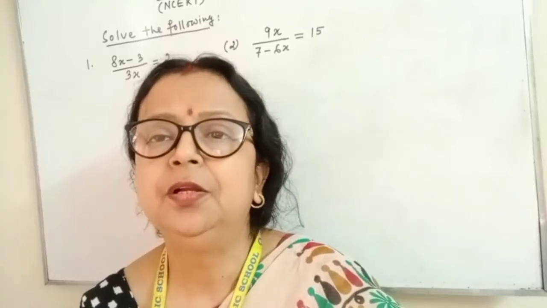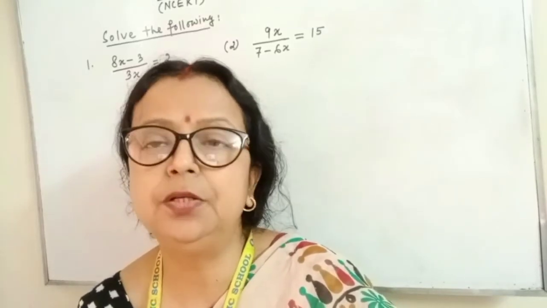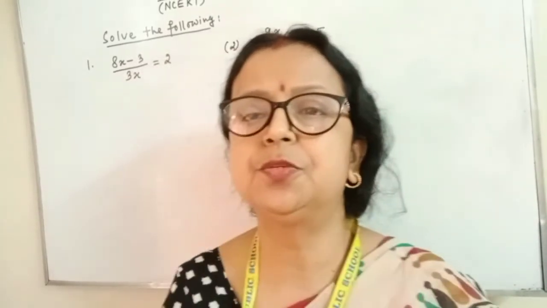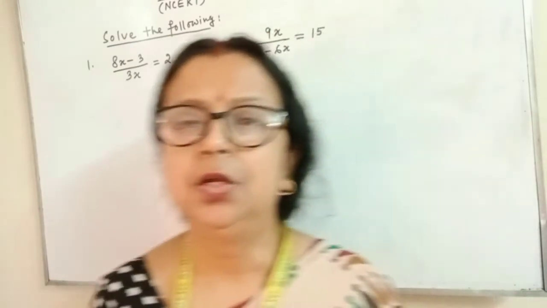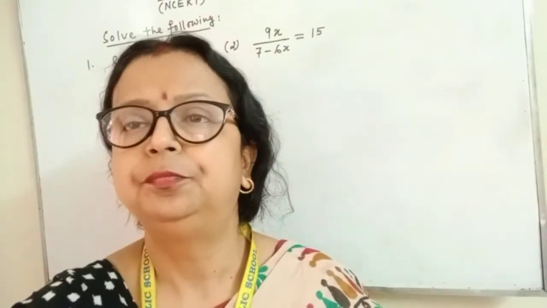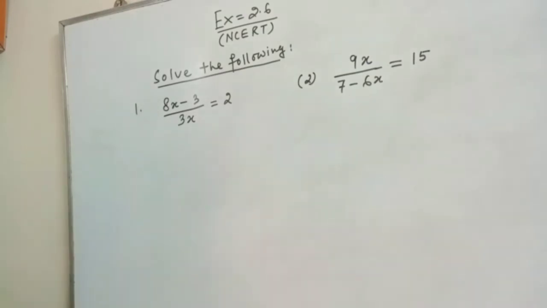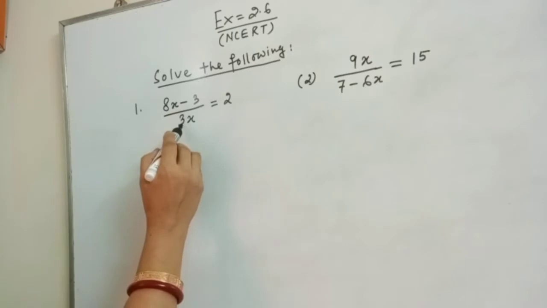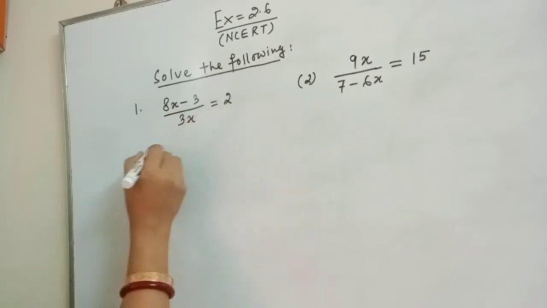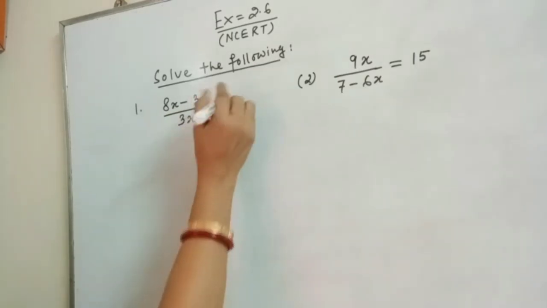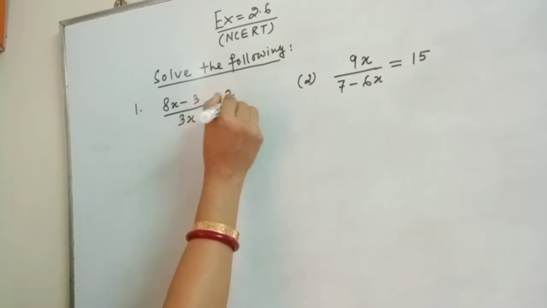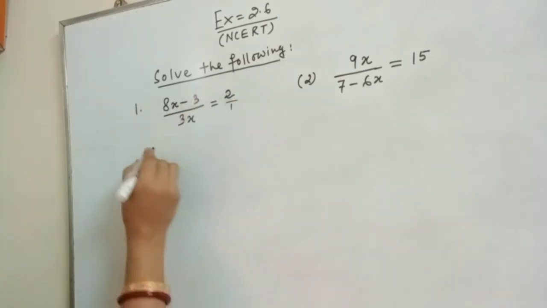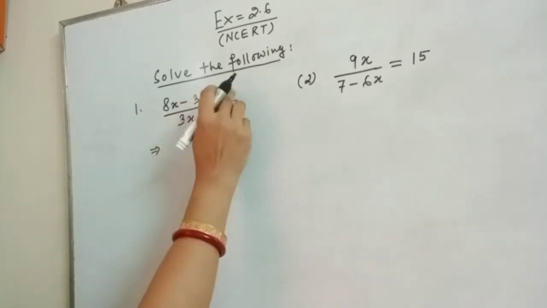Good morning, children. Today we will do exercise 2.6, questions 1, 2, 3, 4 and 5 by using the crisscross method of simple equation solving. Now, in question number 1, (8x - 3) / 3x = 2. We can consider it as 2/1, so you have to multiply in this way. You can do cross multiplication in this way.